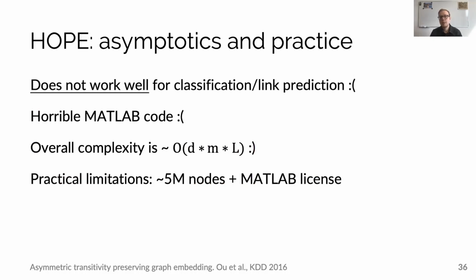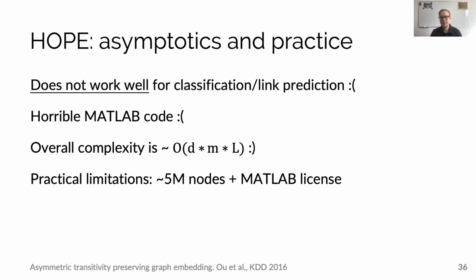The problem with HOPE is basically it doesn't really work well for downstream tasks. It is able to reconstruct the similarity matrix and the links in the graph, but it doesn't predict new links too well. It doesn't predict the node classes too well. The problem with the code is that it's like 1,000 lines of impenetrable MATLAB code, half of it commented, half of it uncommented, no comments. It's extremely hard to penetrate it.